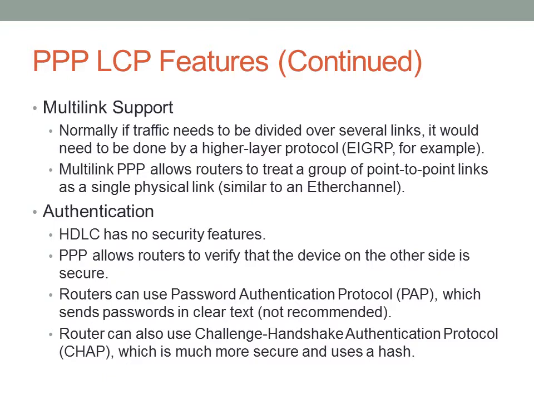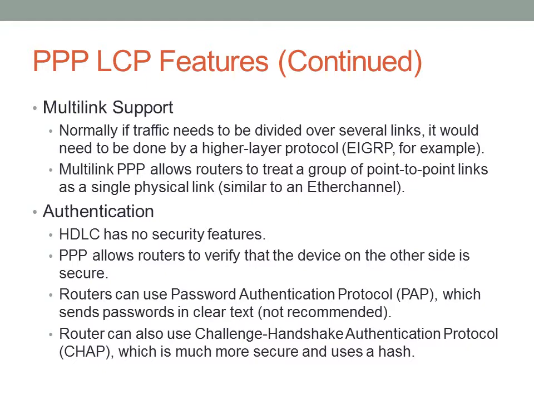PPP also supports authentication, and this is actually in use in DSL lines today. Since HDLC has no security features, typically the use for PPP is authentication, and it basically allows you to verify that the other side is the device that you want to connect to. You can do it with PAP, which is Password Authentication Protocol. I don't recommend that because PAP actually sends your passwords in clear text to be picked up by whoever happens to be listening on the other side. You can also do it using CHAP, which is way more secure and uses a hash instead of a direct clear text password.